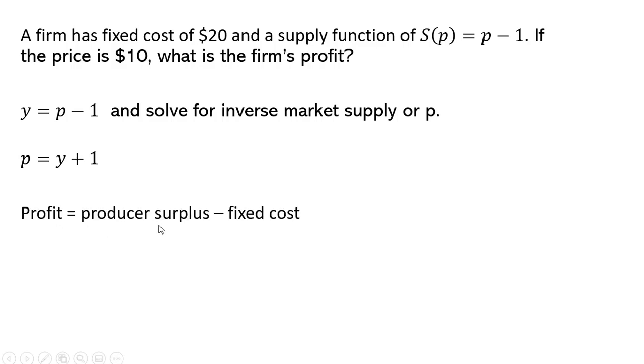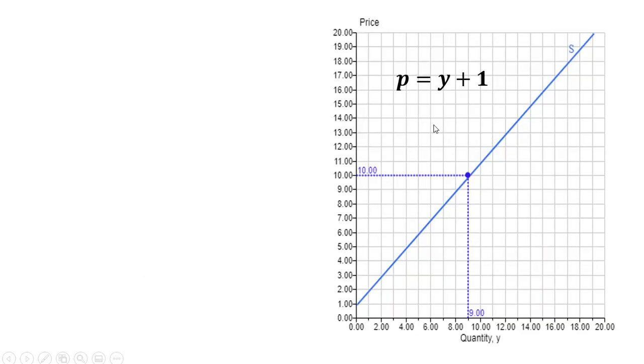Profit can be thought of as producer surplus minus fixed cost. So let's graph the firm's supply curve. Graphing the firm's supply curve, we have a vertical intercept of 1. And we have a slope of 1. If the price is $10, the quantity supplied is 9. Or if the quantity supplied is 9, the price is $10.